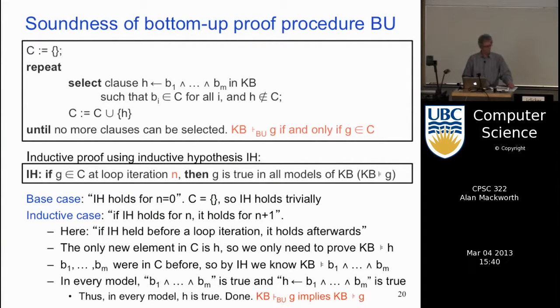Question, yeah. For the last step, do we also mention the case where m equals 0, or do we assume that? Yeah, if m equals 0, this is trivially the case, right? There's no body, so it's true, and H got added, right? Yeah, all of these theorems apply when there's no body, n equals zero, because it's trivially true. Any other question about the proof?